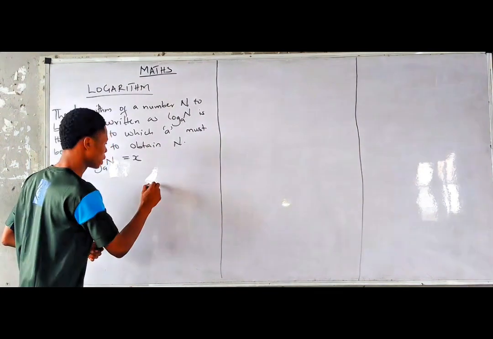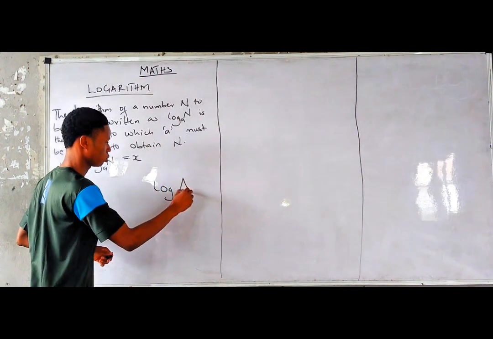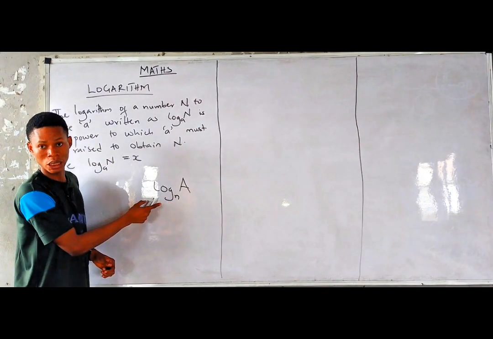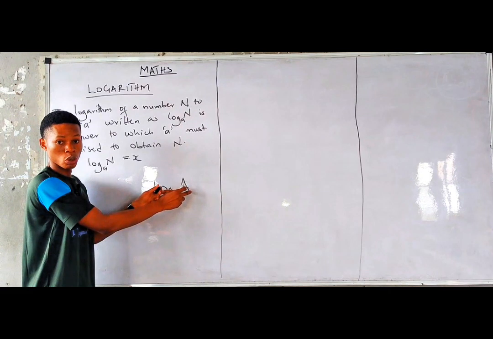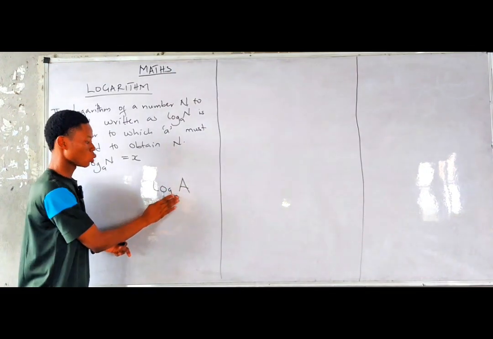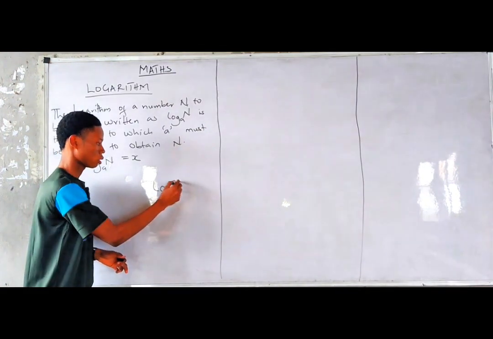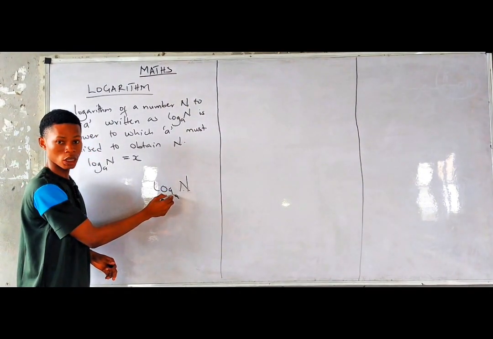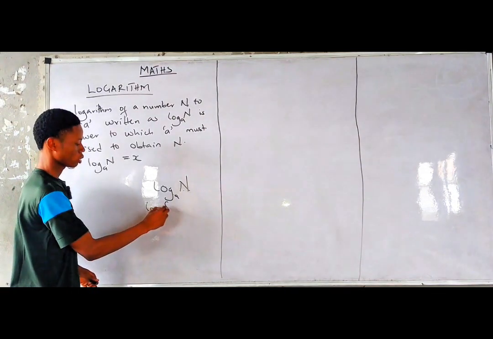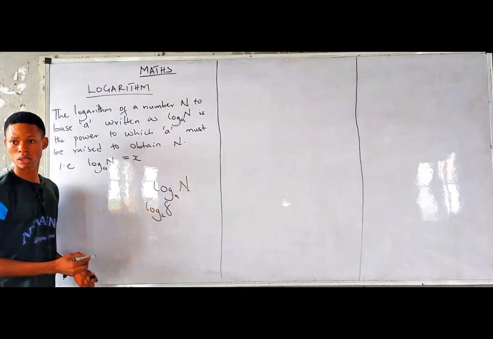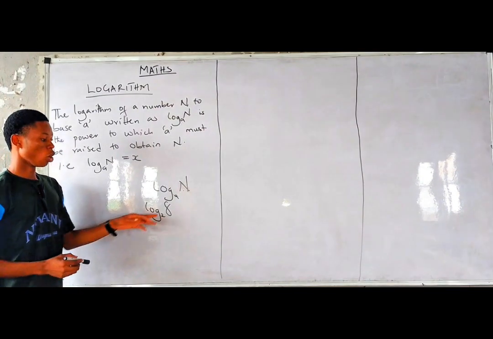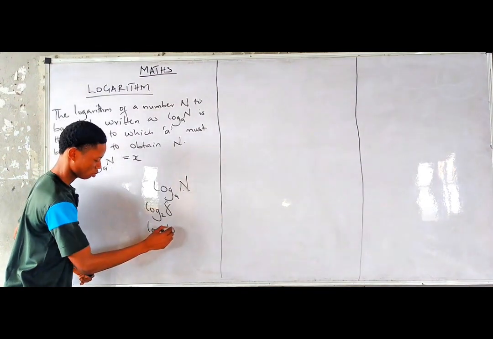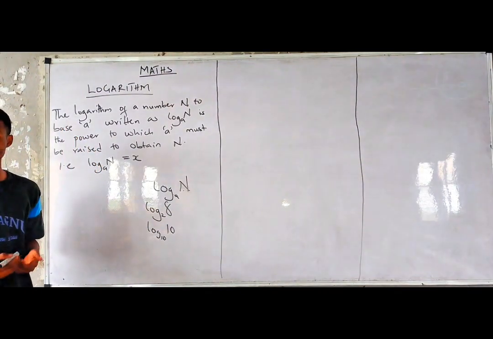So if you have something like this, the number very close to the log here is the base, while the normal number here is the what? The log, right? So if I have something like this, log n in base a. So if you have something like this, what does this mean? Log 8 in base 2. If you have something like this, log 10 in base 10, right?